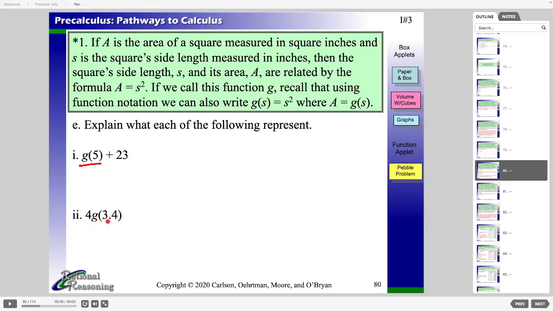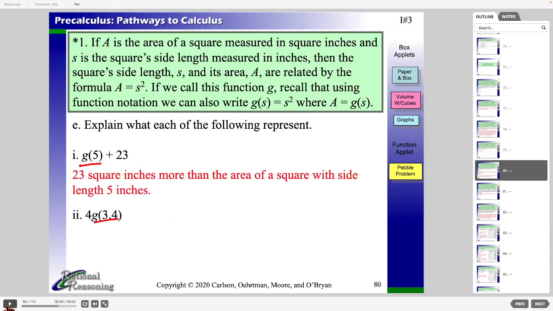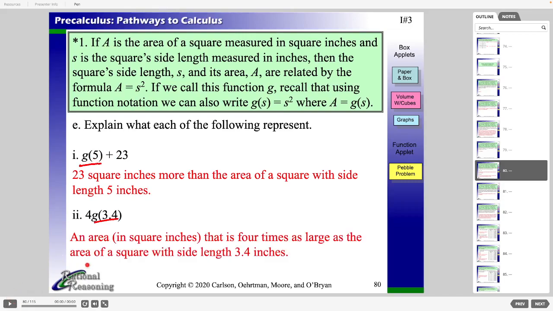This would be finding the area of a square that's 3.4 on each side, and then multiplying it by 4, so you're getting 4 squares of this, all of the same area. So it's 23 inches more. Maybe we're doing some carpeting. This gives us 25 square inches, and then we've got some leftover carpeting that's 23 square inches, something like that.